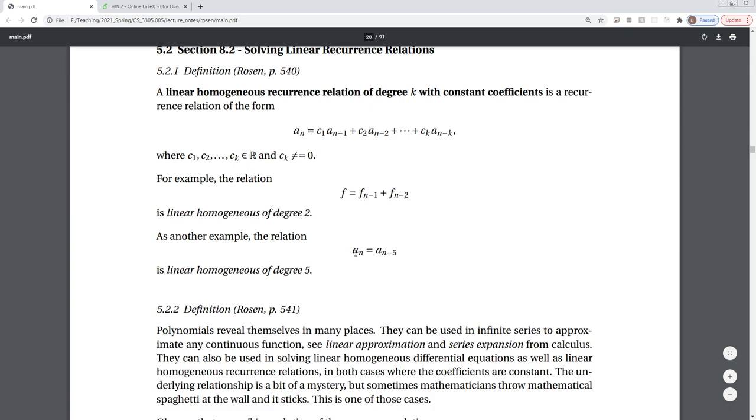So another is the relation a sub n equals a sub n minus 5. We're reaching back 5 terms. That's linear homogeneous of degree 5.